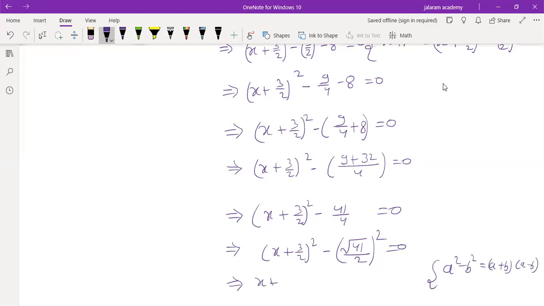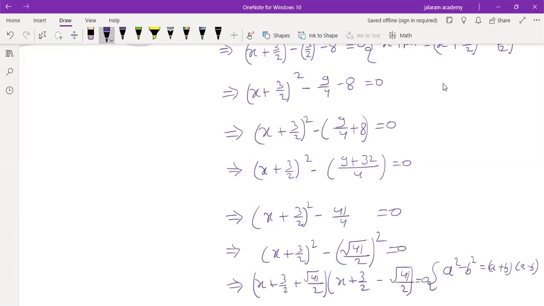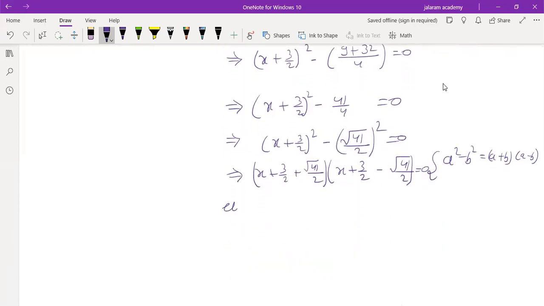That is, it becomes (x + 3/2 + √41/2)(x + 3/2 − √41/2) = 0. Is that clear to you? So either the first bracket x + 3/2 + √41/2 = 0, or the second bracket x + 3/2 − √41/2 = 0.